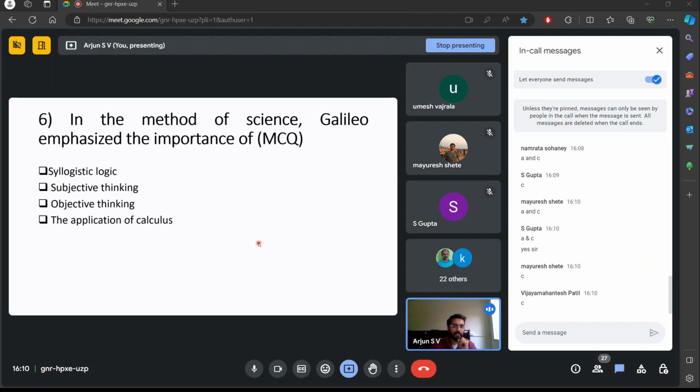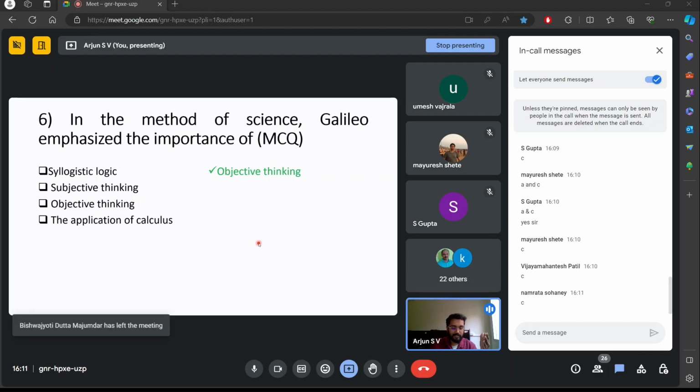It's an MCQ, so only one option is correct. And yes, Mayuresh and Vijay are correct. C, objective thinking. Once again, it's a completely factual question. The application of calculus came after these three people: Galileo, Francis Bacon, and Rene Descartes. None of them had any involvement in calculus.